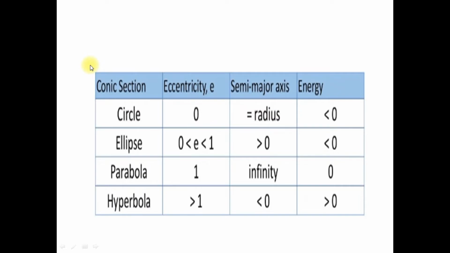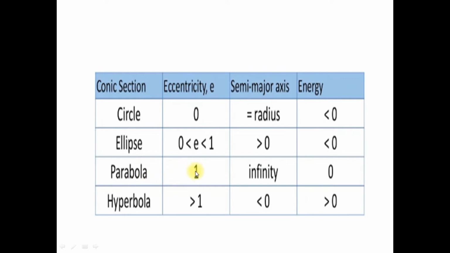So here, if we go with conic sections, if we go with the circle, it will have an eccentricity e of 0, the semi-major axis will be equal to the radius, and energy will be less than 0. If we go with the next one, that is the ellipse, the eccentricity lies between 0 and 1, the semi-major axis will be greater than 0, and energy will be less than 0.